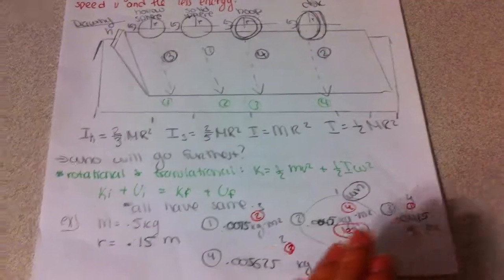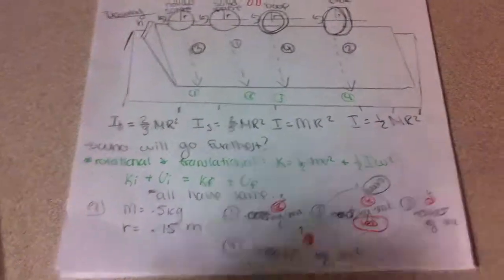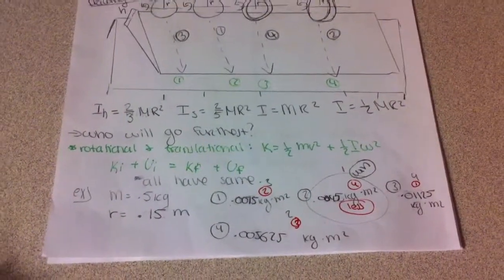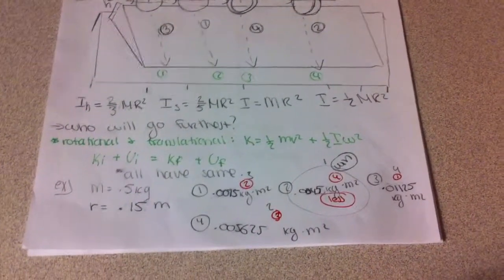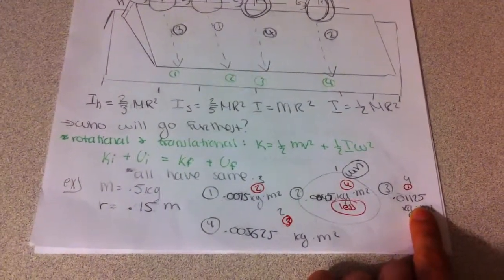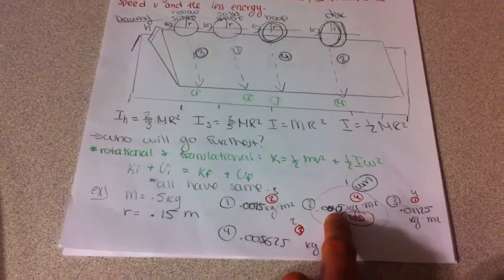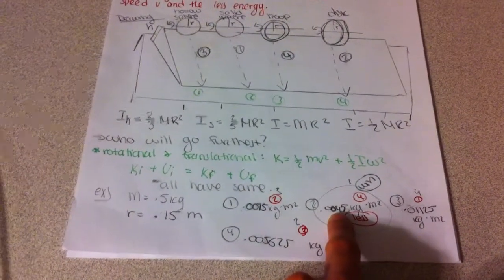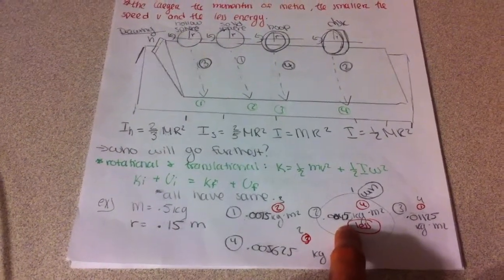So then I just ordered them. Obviously the one with the biggest inertia is going to go the shortest distance. And the solid sphere has the least inertia, which is going to win. That means it's going to have more energy and more speed.